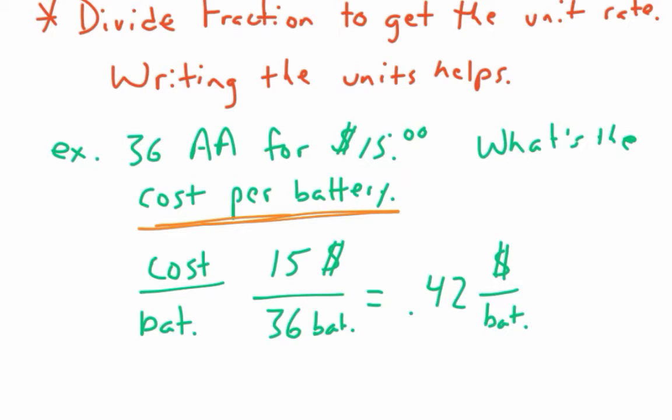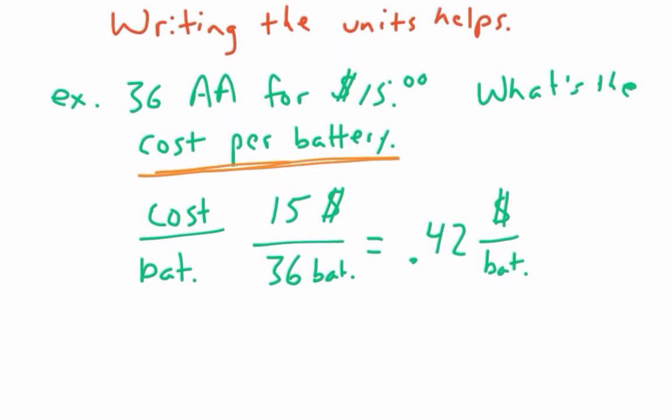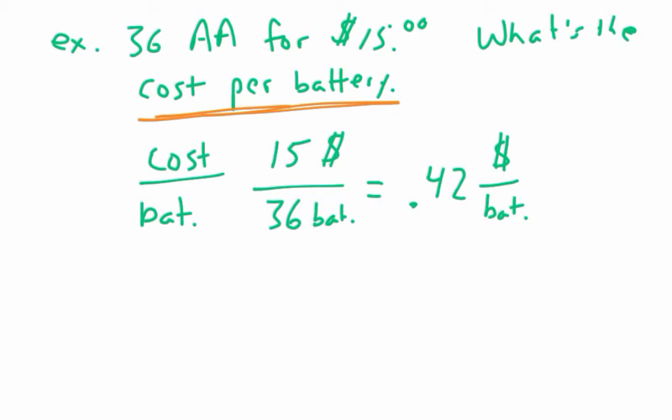Or you might want to say it's how many cents? 42. So you're paying 42 cents for each one of these batteries. And buying like the big packs, the big multi-packs, you pay a lot less per battery. And so that's going to be the finding the unit rate part. If they ask a second question, though, they say, what's the cost for 4 batteries? So I'm going to say cost for 4 batteries.